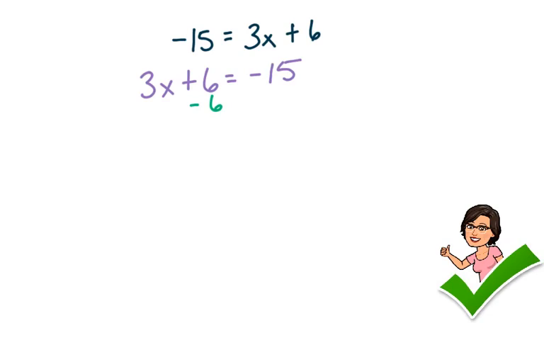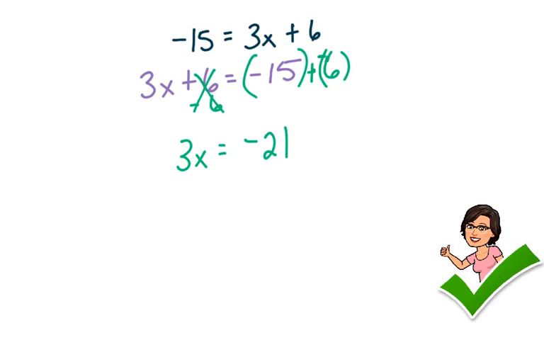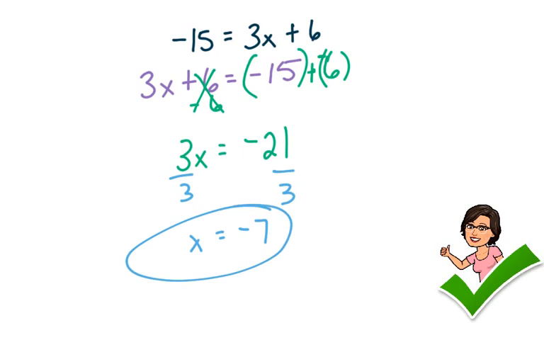I'm going to subtract 6 from both sides. And that cancels that out and leaves 3x by itself. And I don't want to subtract, I want to add. So negative 15 plus negative 6 is negative 21. Good. I like that you know to divide both sides by 3. And then x equals negative 7. Good job. I'm glad you held on to that negative.